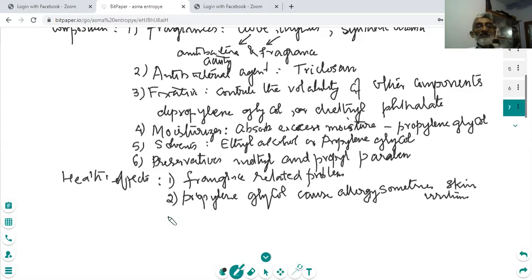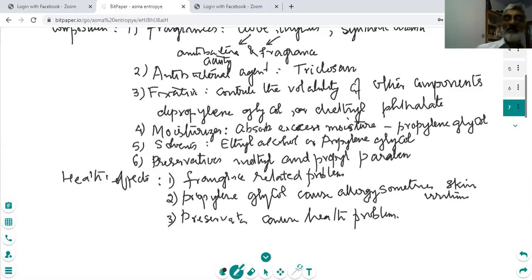And the third one is, of course, related to the preservatives which are used. Preservatives are harmful chemicals and can cause health problems. So these are the general perfumeries and deodorants which are classified.